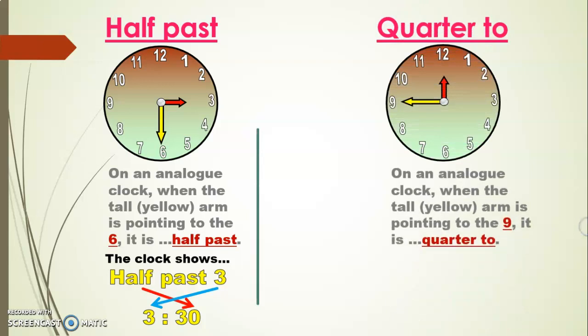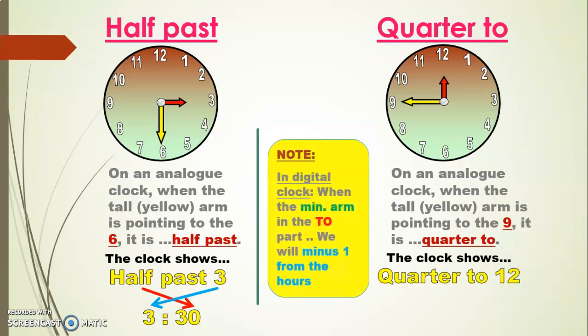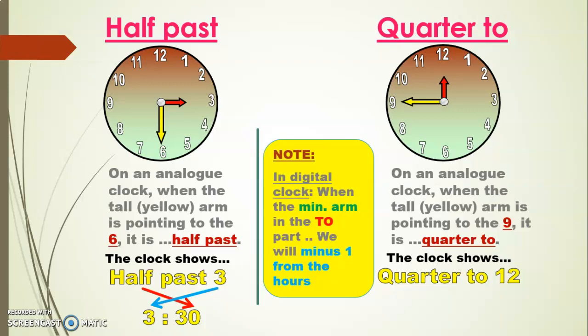Quarter to. On an analog clock, when the tall or the yellow arm is pointing to the 9, it's quarter to. The clock shows quarter to 12. Here we have a note. In the digital clock, when the minute arm is in the "to" part, we will minus 1 from the hours. So it will be 11:45. Why 45 here? Because 9 in the minutes times 5 is 45, and we will minus 1 from the hours, so it will be 11.